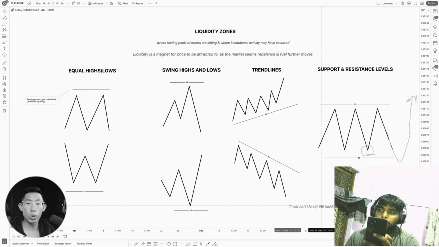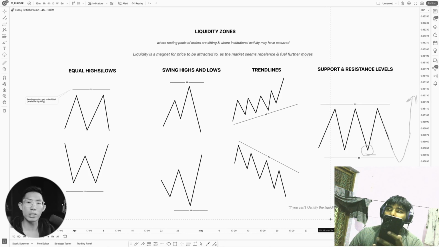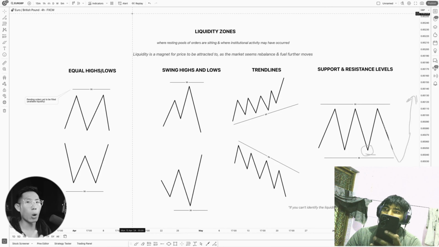And that is when this quote comes in: if you can't identify the liquidity, then you are most likely the liquidity. Now let's go on to the charts and actually apply whatever we have learned so far about liquidity and see how all this works on the charts.